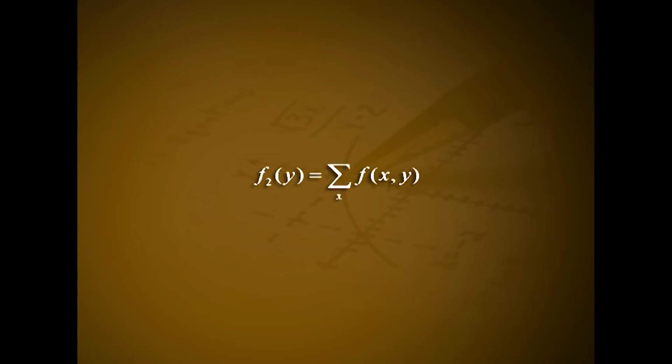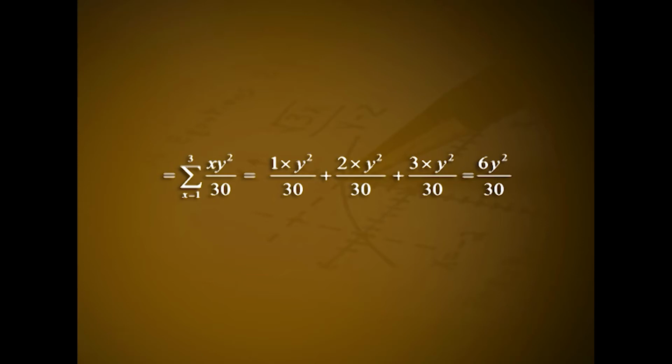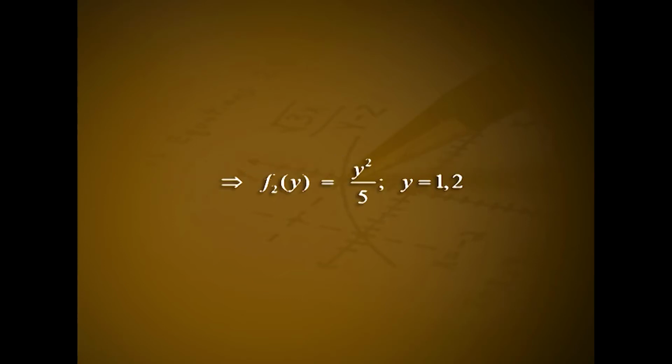f2 of y equal to summation over x f of x y, that is summation x from 1 to 3 x y square by 30, that is 1 into y square by 30 plus 2 into y square by 30 plus 3 into y square by 30, that is 6 y square divided by 30. This implies f2 of y equal to y square by 5 for y equal to 1, 2.